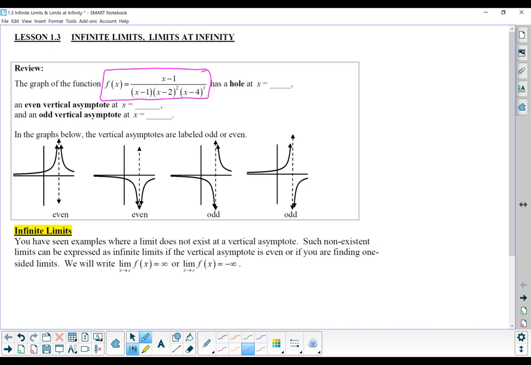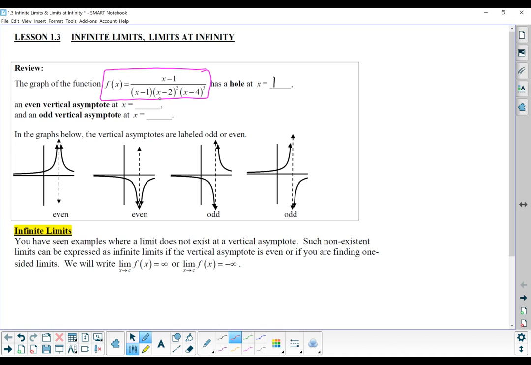You might recognize right away that there's a factor of x minus 1 in the numerator and a factor of x minus 1 in the denominator, and that means this function would have a hole at x equals 1. At the other two factors in the denominator, we would have a vertical asymptote. We can't divide by 0, so any factor in the denominator that doesn't reduce is going to cause a vertical asymptote in the graph.